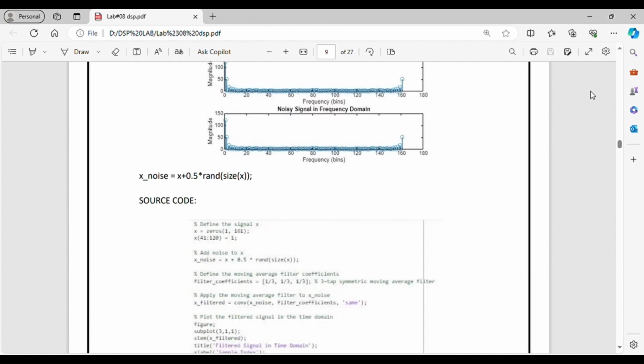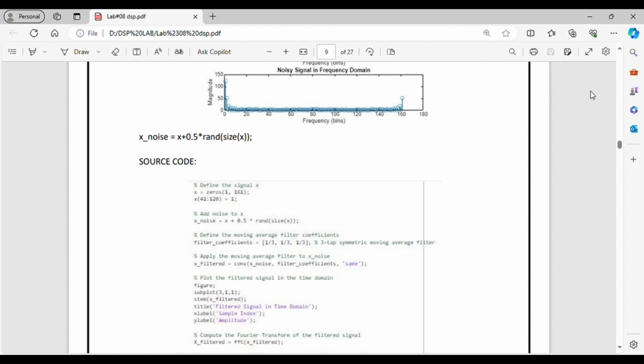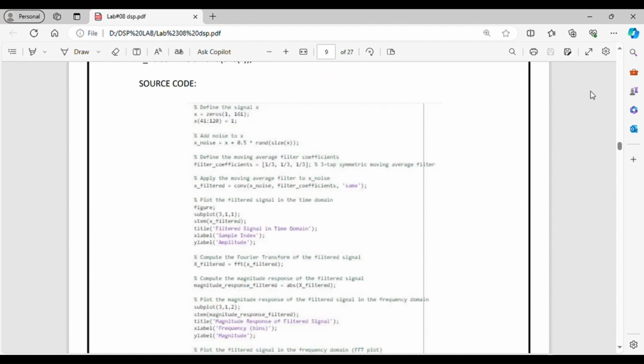The next code is when x equals 0.5 times random of size x. So define the signal x, add noise to x, define the moving average filter coefficients, and apply the moving average filter coefficients to x. Plot the filtered signal in the time domain.